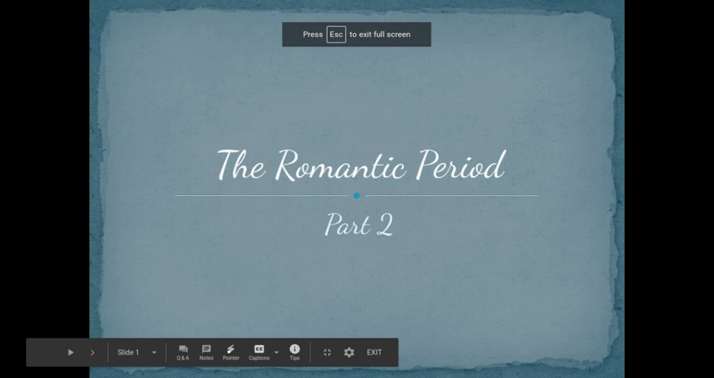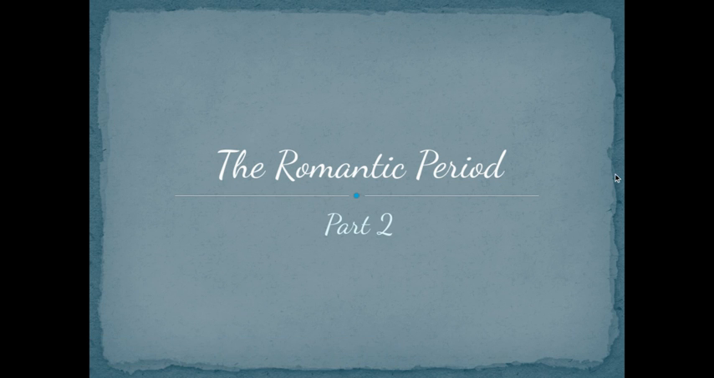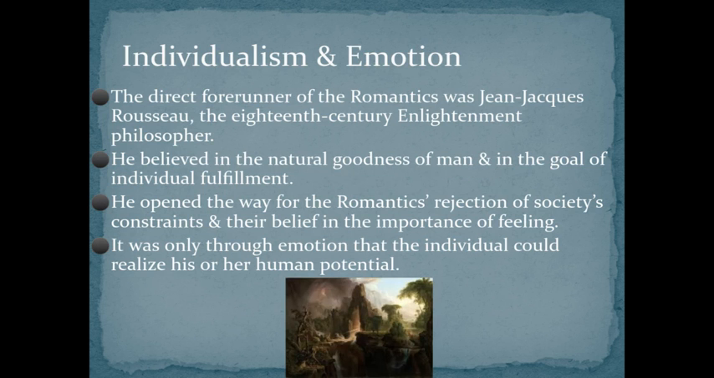Hey guys, this is a PowerPoint about the Romantic period, part two, because the other half of it you've already watched in an Animoto video. So we're going to take some time and look this over, and you'll be taking notes on the attached sheet. So let's get started. Okay, so individualism and emotion, big things for our romantic folks.